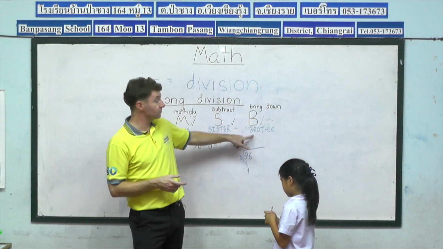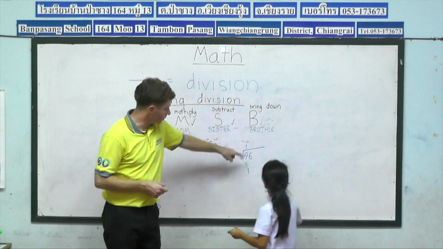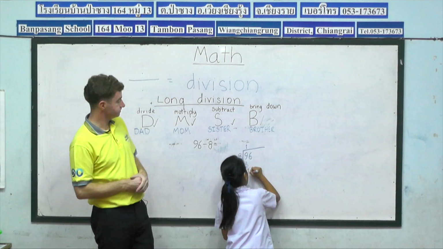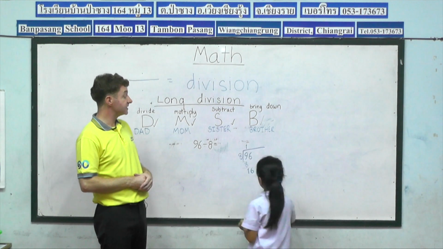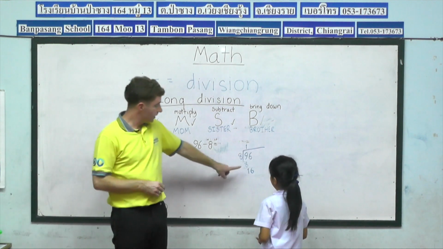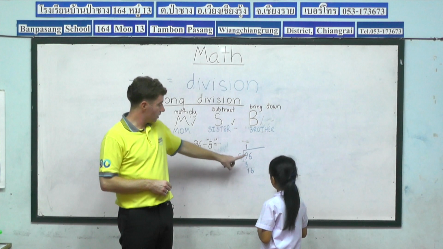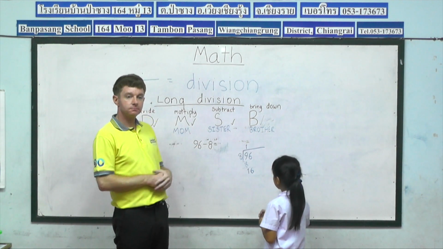And next, we use step 4. So what number do we bring down? 6. So 6 becomes 16. 16 divided by 8 equals 2.